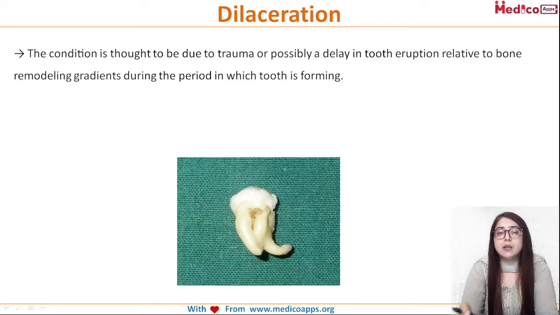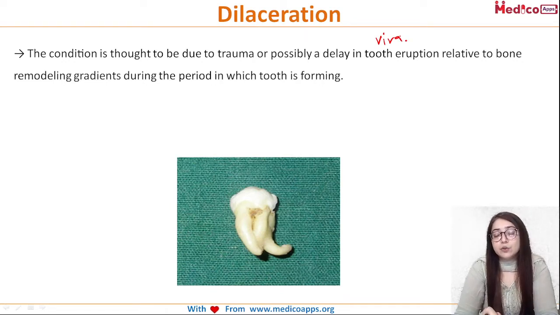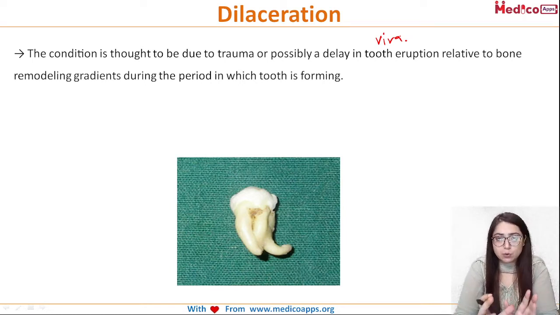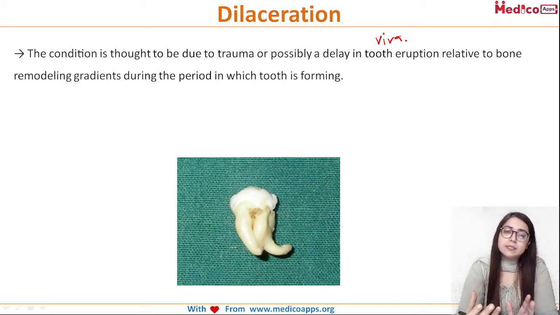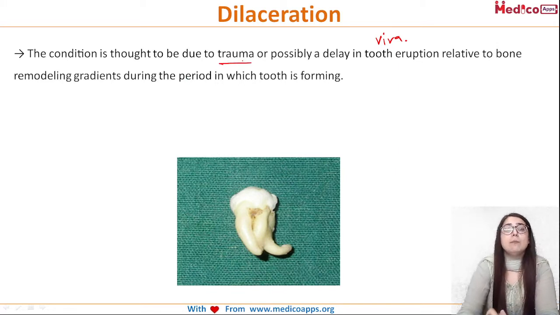Now the question arises, why does it occur? What is the reason? Again, this is important for your viva. The examiner will ask you what is dilaceration, and if you just tell what exactly dilaceration is, they'll be more interested to know whether you know the etiology. So the basic etiology is trauma, though they say that it is idiopathic, but the etiology is trauma. Now this condition is thought to be due to trauma or possibly a delay in the tooth eruption related to the bone remodeling gradient during the period in which the tooth is forming.